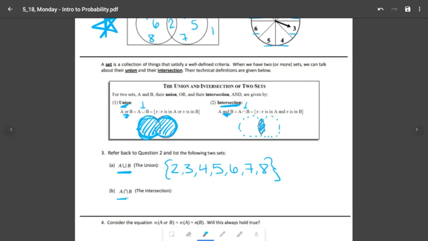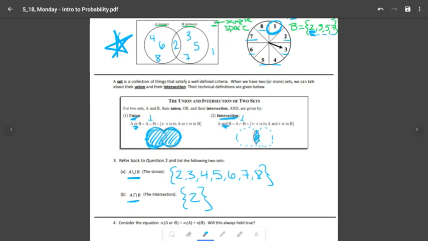Part B, A and B, their intersection. What fell into their intersection? Well, that was the number 2. The number 2 was in where the two circles overlapped. So that is their intersection, which we say A and B.